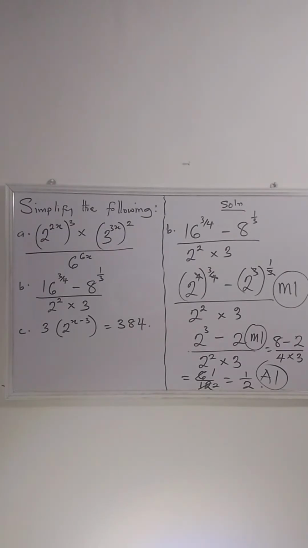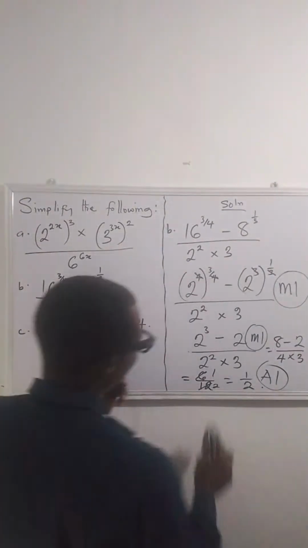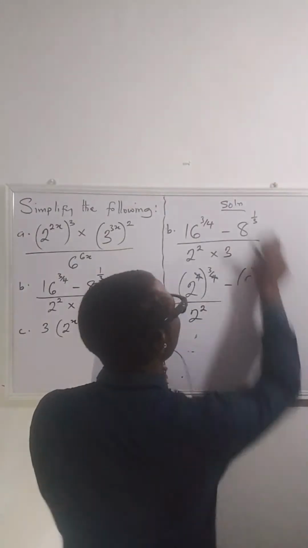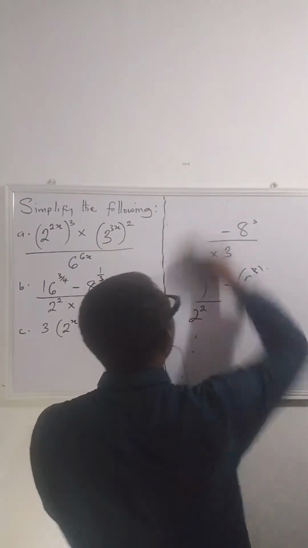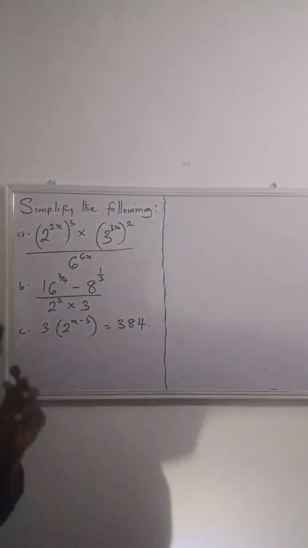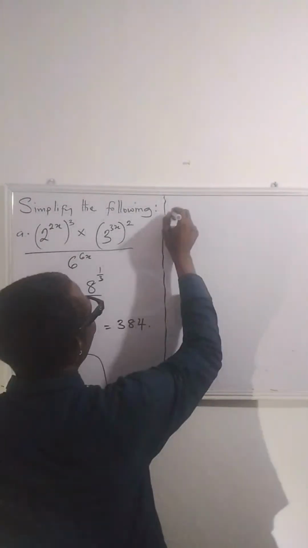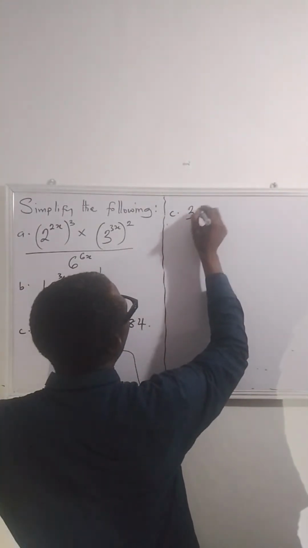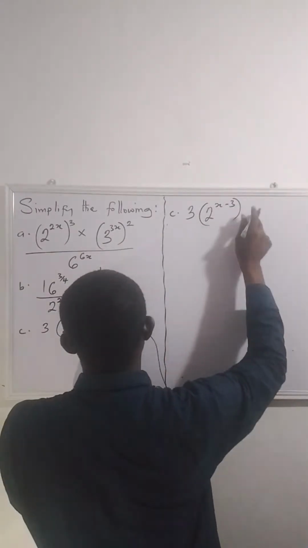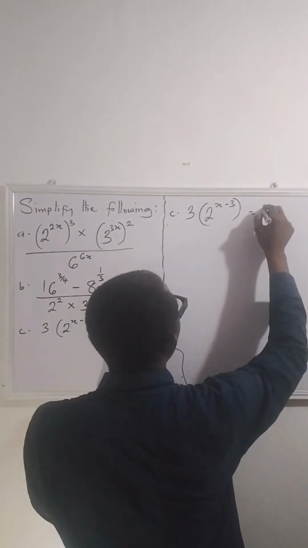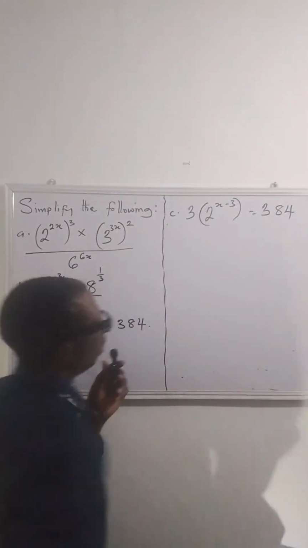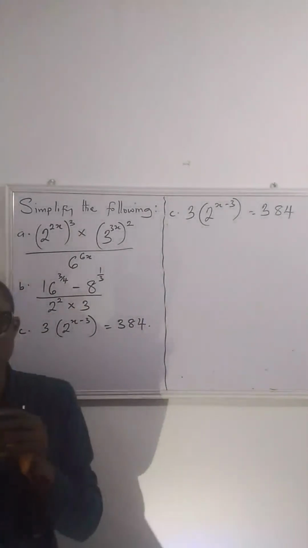Now let's move down to the next one, the third one. So what do we have there? We have 3 times 2 raised to the power of x minus 3 equals 384. Now I'm going to solve this problem.